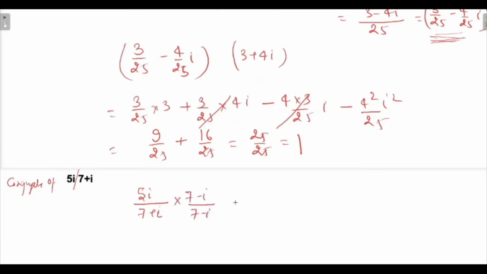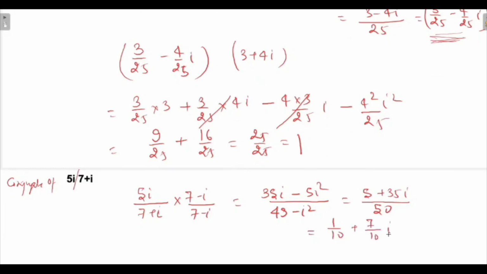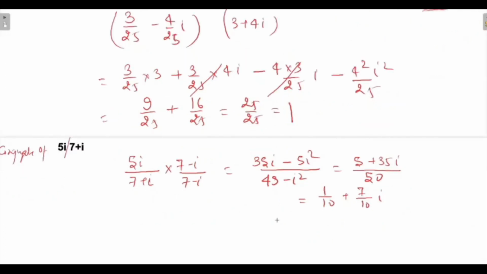What will happen in the numerator is it will become 35i minus 5i square, divided by this. So it will become 49, and this will become minus i square. This will become 5. 5 minus 5 i square will become 5 plus 35i, and this will become 50. Now it will become 1 upon 10 plus 7 upon 10i, and then we have to write the conjugate. It is simple from there, but I just have to change the sign: 1 upon 10 minus 7 upon 10i.